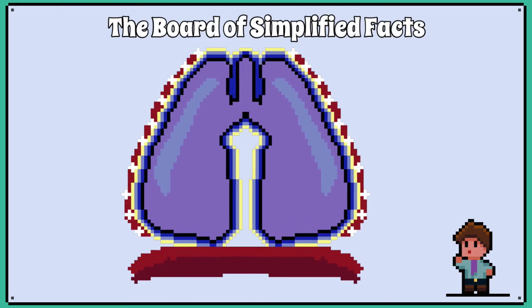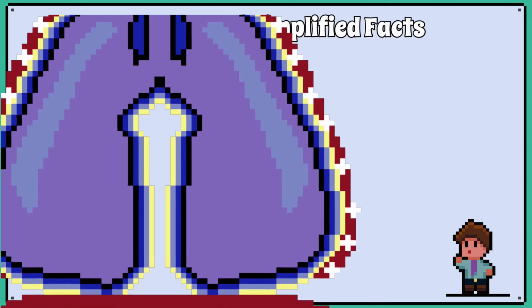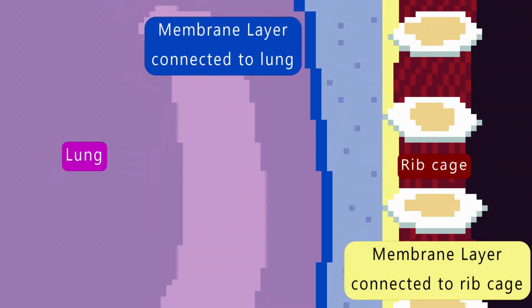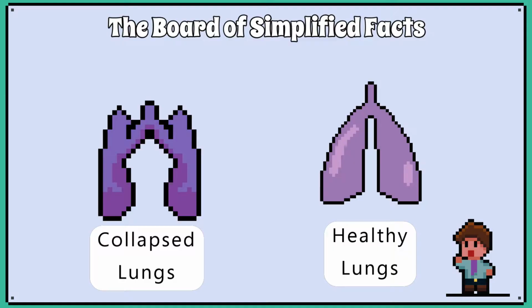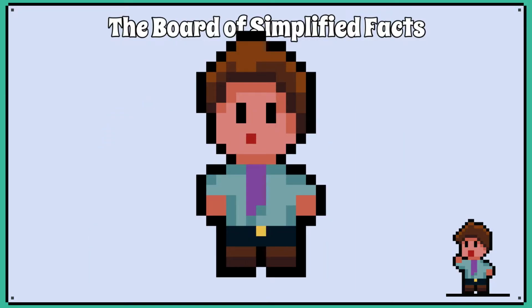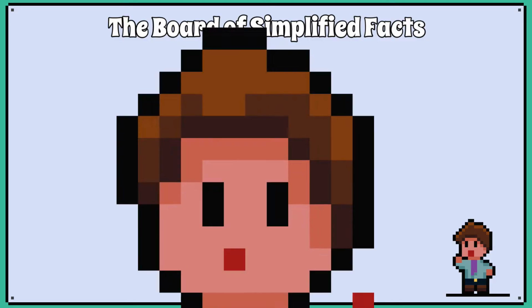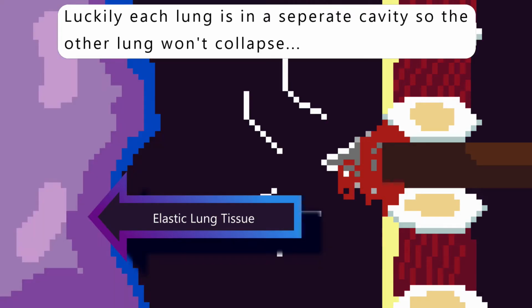The lungs are surrounded by a membrane folded over itself to make a space filled with fluid. It is connected to the lungs and the thoracic walls. Fun fact is that the pressure in that space is less than atmospheric pressure, so the lungs are always a bit inflated. If you get a puncture in the cavity, it can cause the lung to collapse.